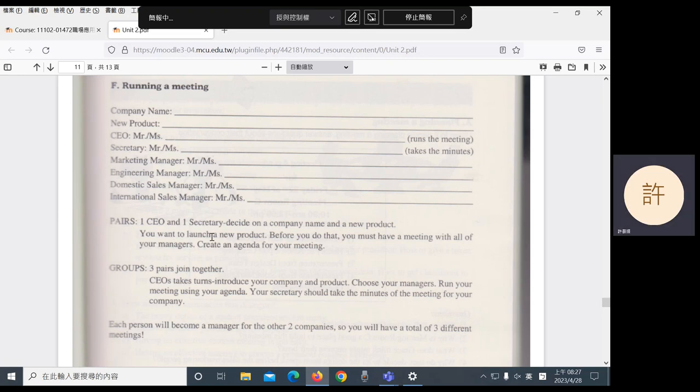Okay, you want to launch a new product, 发布新产品. Launch, I think we talked about this before. You can launch a rocket, 发射火箭. You can launch new events, 办新活动. Here you can launch a new product, 发布产品, 新产品. Yeah, so those are the new words.